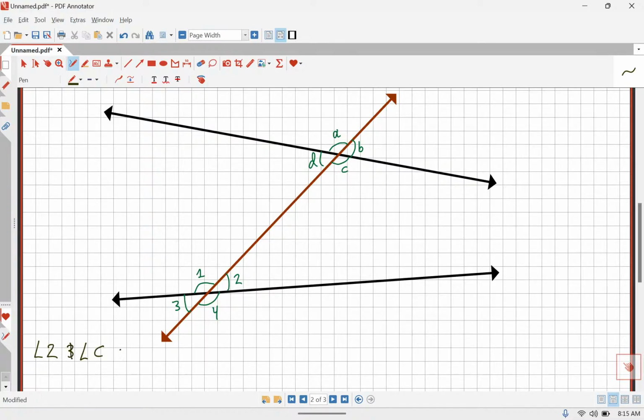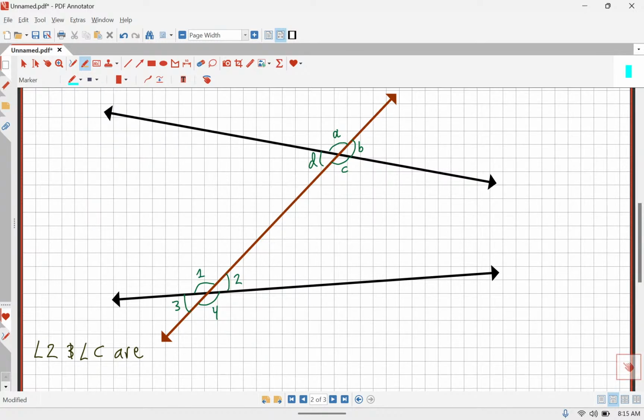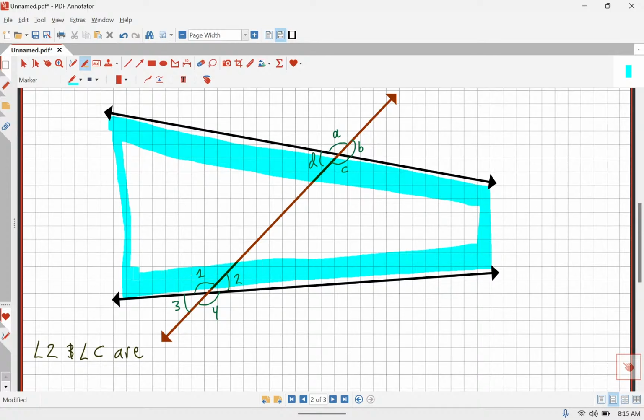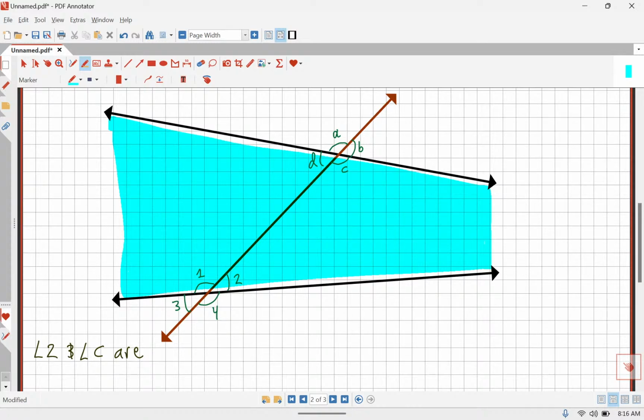Angle 2 and angle C are, well, let's do something to help you out. If you have colored pencils, now would be a great time to bust them out. I want you to imagine that these two lines are the banks of a river. Does this make sense? And you see that transversal between them? We're going to say that is the border between two states, like a river flowing from one state into another.